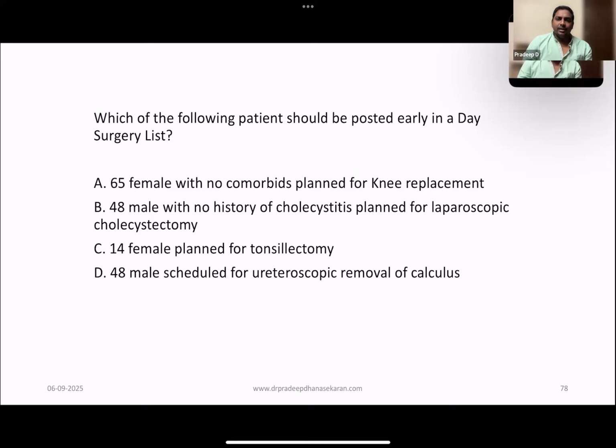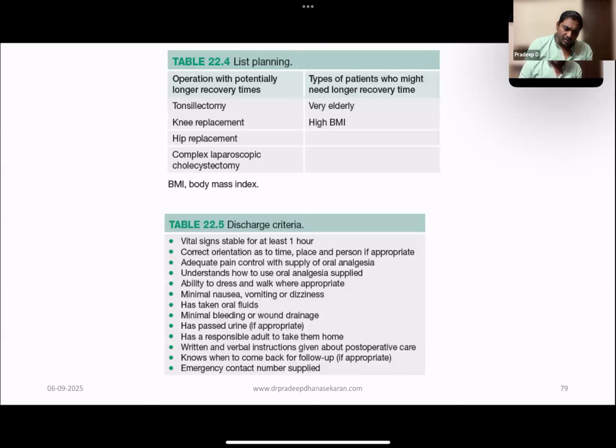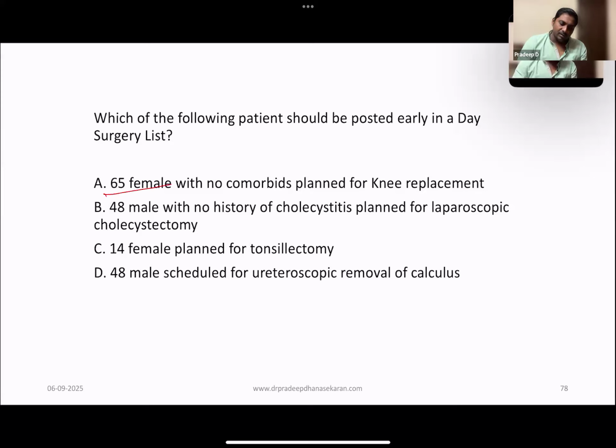So while planning a day surgery list, you should always post early the patients whose recovery will be delayed and the surgeries which will require a delayed postoperative period. Surgeries with long recovery times include knee replacement, tonsillectomy, hip replacement, and a complex lap chole. Patients who require longer recovery time include the very elderly and high BMI.